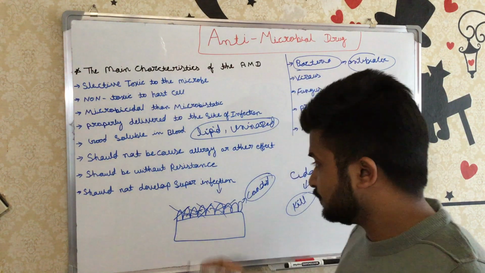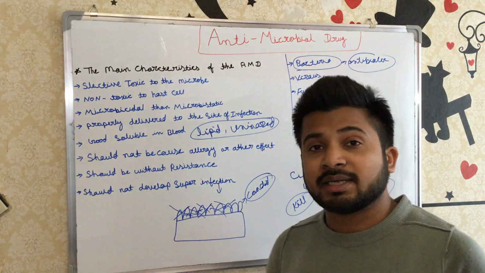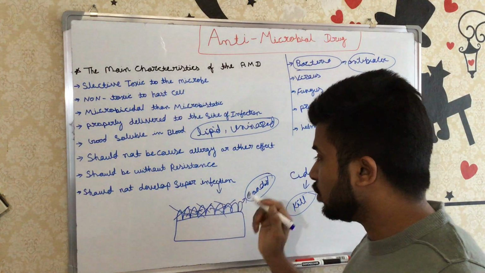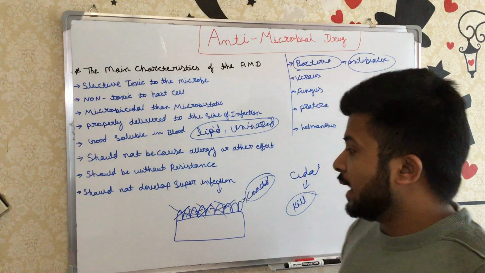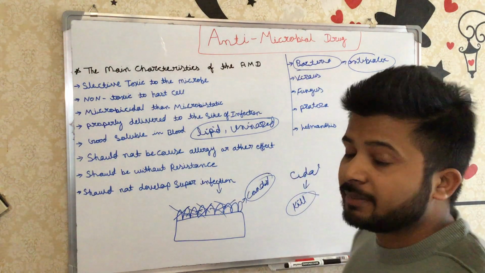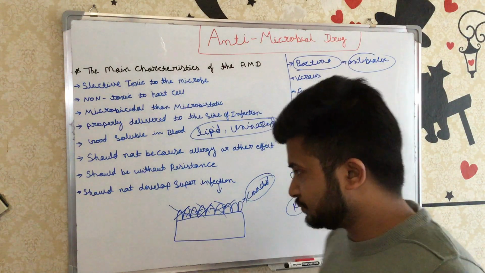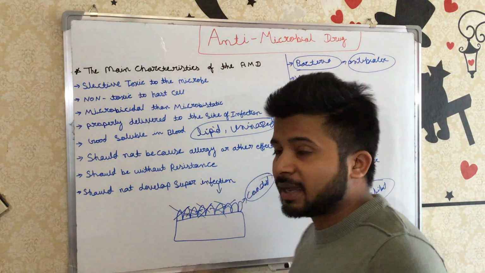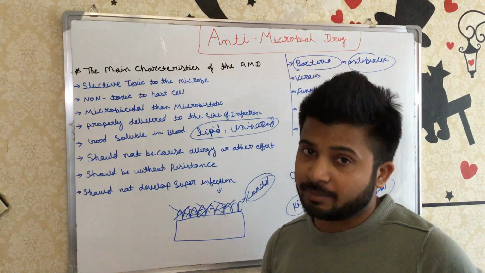So in these conditions, superinfections can develop and become much worse. That's why superinfections should not be allowed to develop. This type of problem most probably occurs whenever we use antibacterials. So these are the main characteristics of antimicrobial treatment, or antimicrobial therapy.